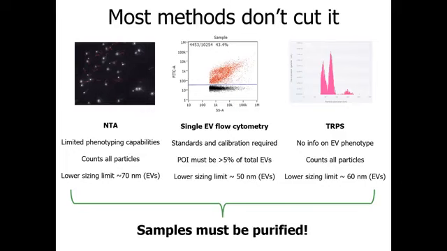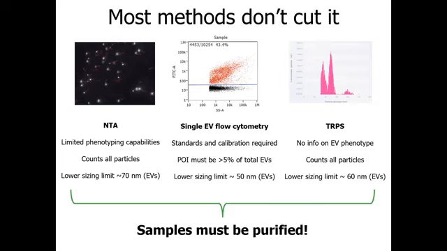But even amongst recent single particle techniques, most methods struggle with the unique challenges of analysing EVs. There are several reasons for this. Firstly, the sizing limit of these methods can vary depending on the purity of the sample, struggling to get down below 50 nanometers consistently. There can be limitations to the phenotype capabilities, either due to photobleaching, as in the case of NTA, or even a complete lack of phenotype analysis, as for TRPS.